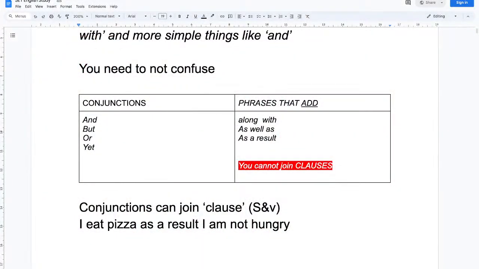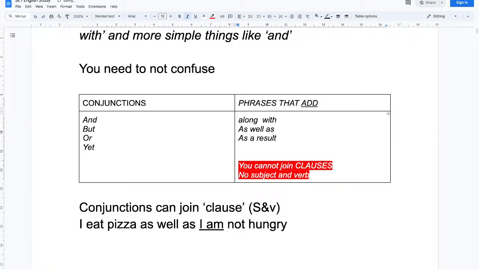So what can we do? What can I say with "as well as"? Well, I'm not allowed to have a subject and a verb, right? So no subject and verb. But what I can do is I can delete my subject and I can change the verb, this verb, I can change it to an ing, okay? So how do I do that?